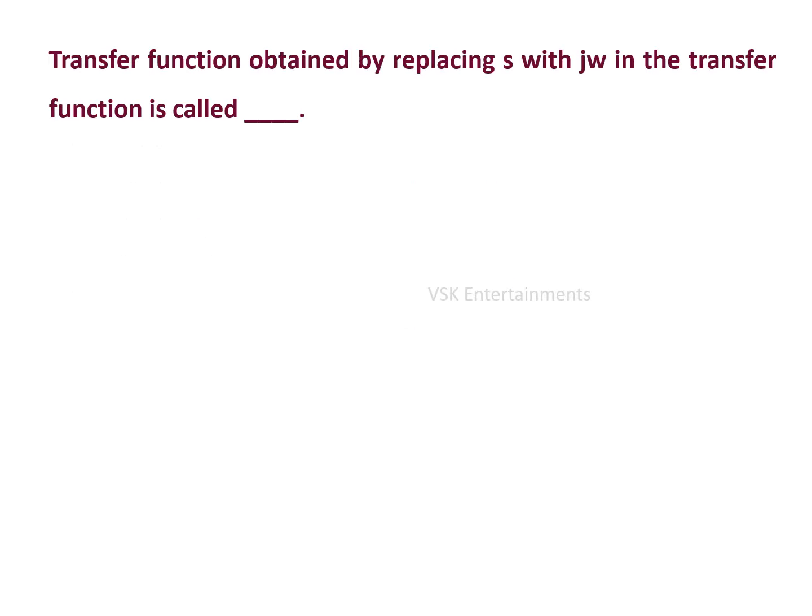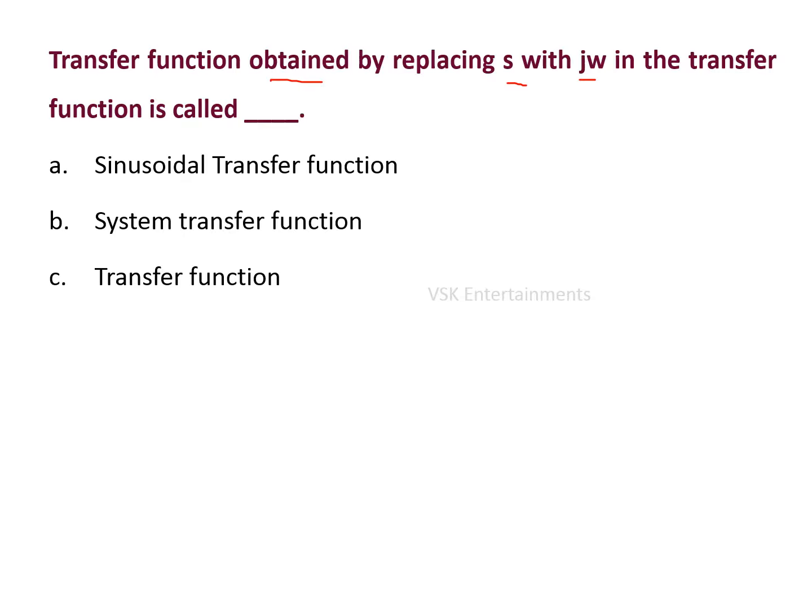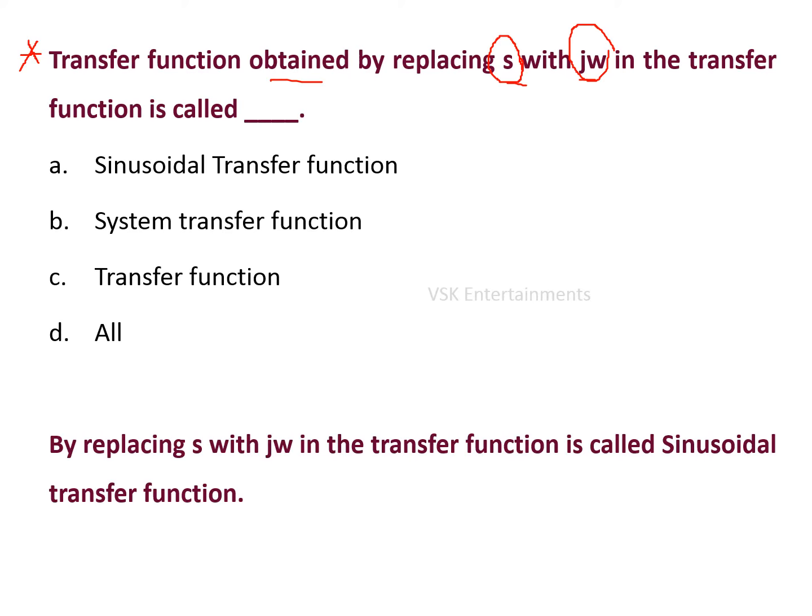Okay, coming to the next bit: the transfer function obtained by replacing s with j omega in the transfer function is called, options are sinusoidal transfer function, system transfer function and all of the above. Okay, this bit is related to frequency domain response. In this frequency domain response, the transfer function obtained by replacing s with j omega is known as the sinusoidal transfer function. Replacing s with j omega in the system transfer function is called the sinusoidal transfer function. So option A is the right answer.